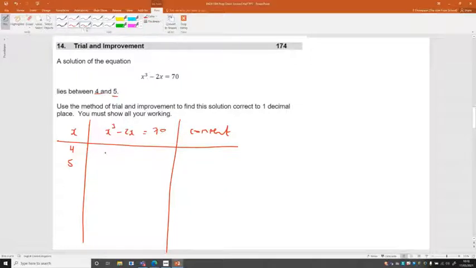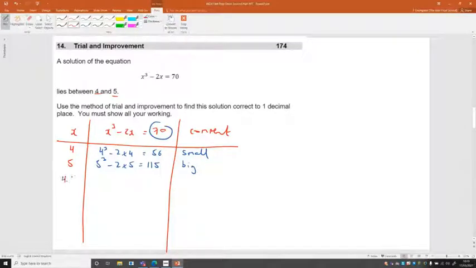If you put 4 in, okay, remember, you're doing 4 cubed, take away 2 times 4, which I believe is 56. And that's too small because my target is 70. Okay. If you do 5 cubed, take away 2 times 5, you get, I believe, 115. All right. And that is definitely too big, as it should be.